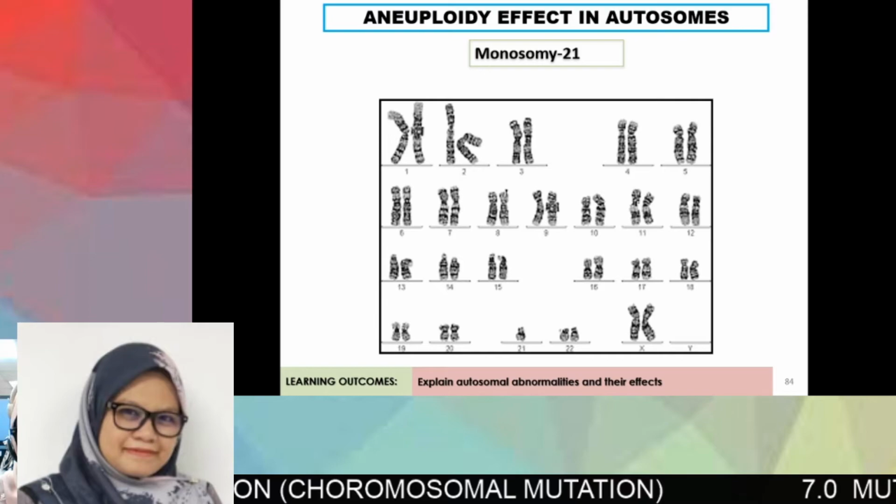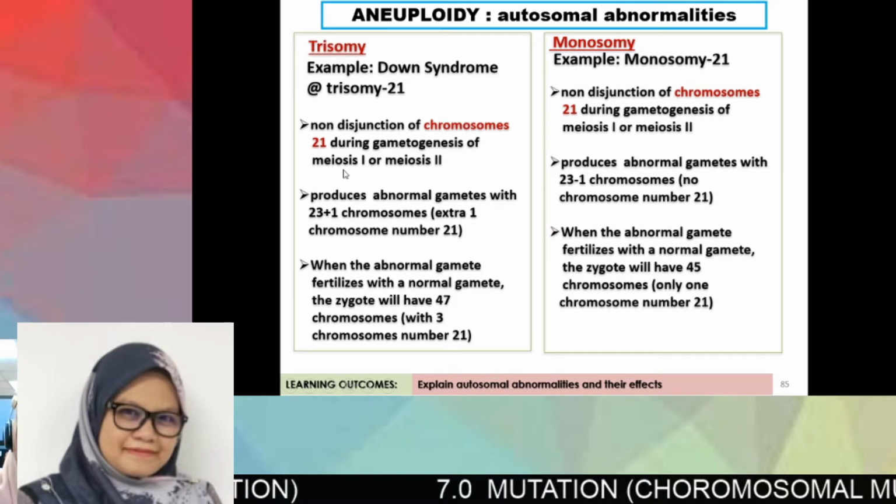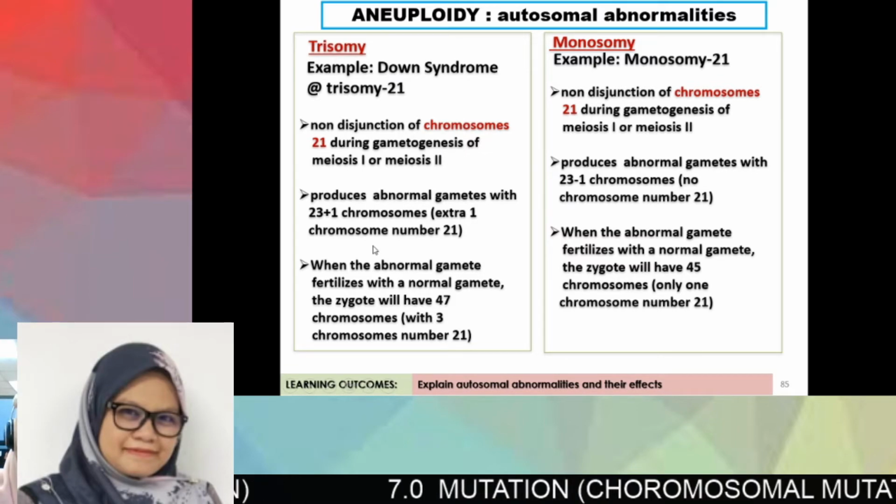So untuk trisomy 21, the name is Down syndrome. Okay, so this Down syndrome occur when the non-disjunction of chromosome 21 during gametogenesis of meiosis 1 or meiosis 2. So it may produce abnormal gamete with 23 plus 1 chromosome. Okay, and then the abnormal gamete fuse or fertilize with normal gamete, the zygote may have 47 chromosome with 3 chromosome number 21.